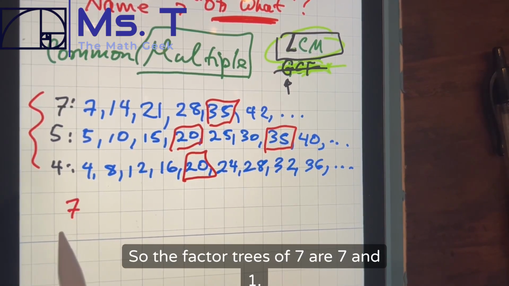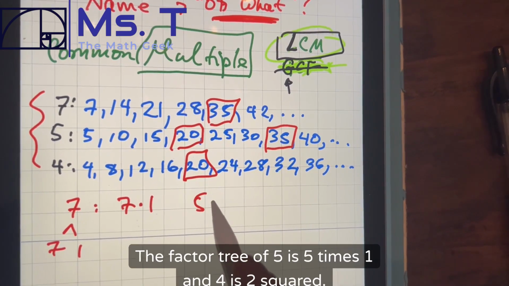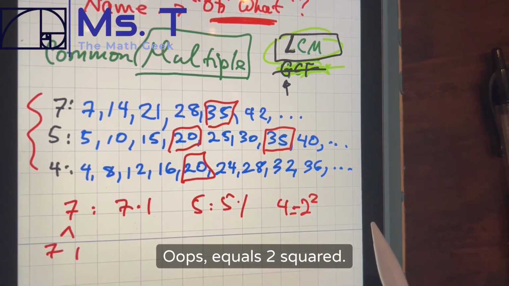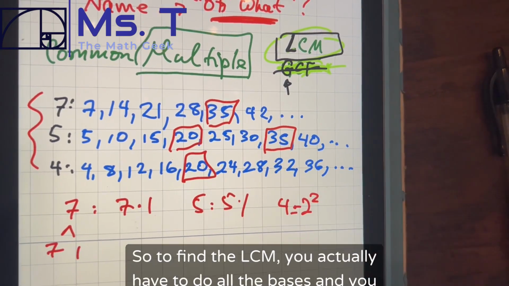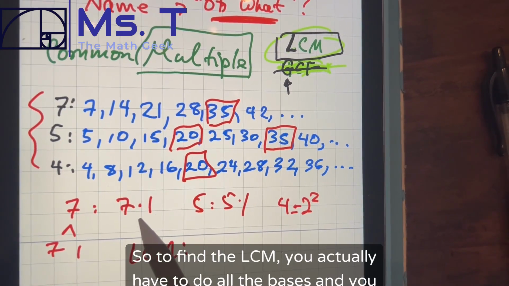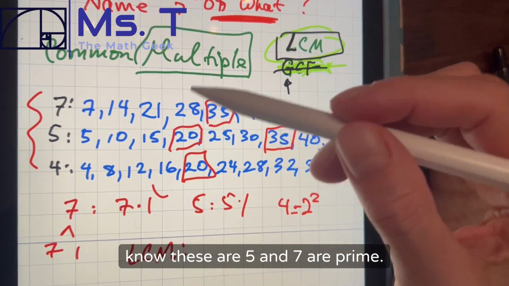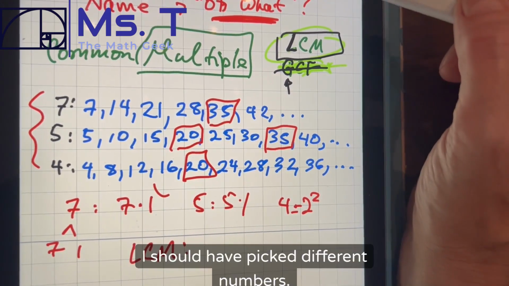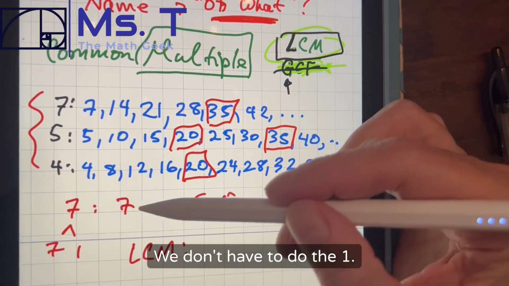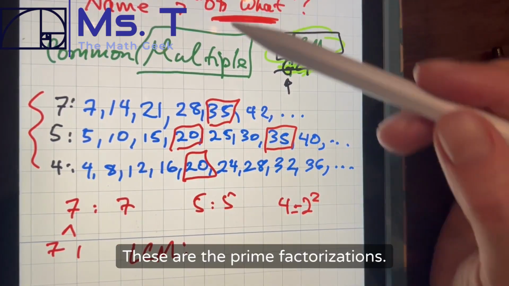So the factor tree of 7 is 7 and 1. The factor tree of 5 is 5 times 1. And 4 equals 2 squared. So to find the LCM, you actually have to do all the bases. And 5 and 7 are prime. I should have picked different numbers. We don't have to do the 1. These are the prime factorizations.